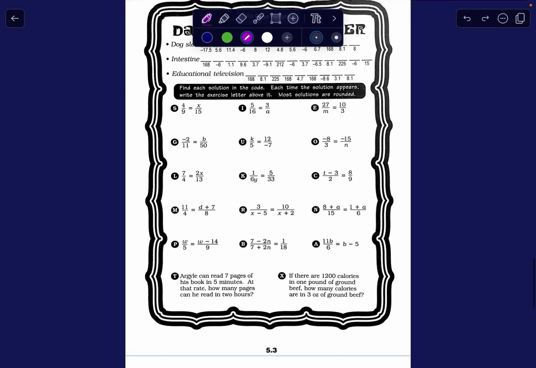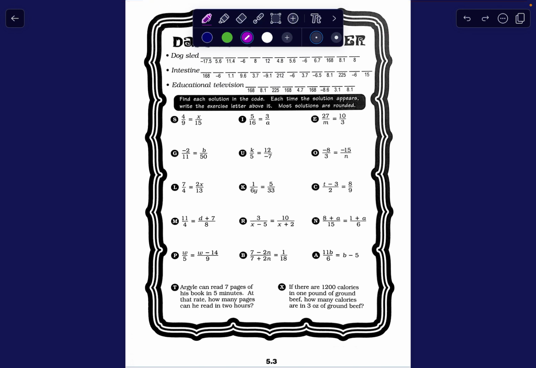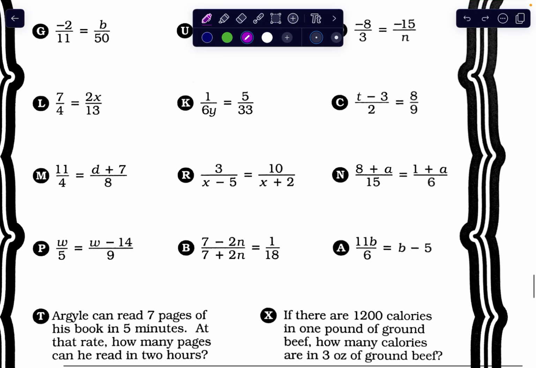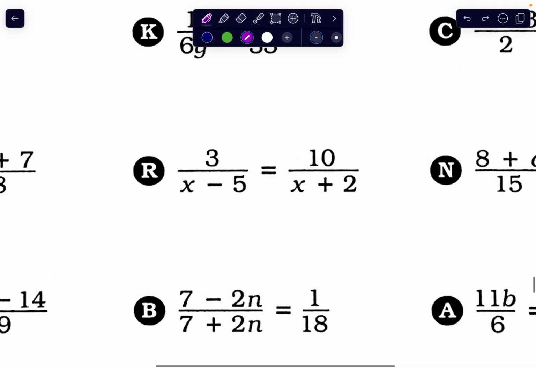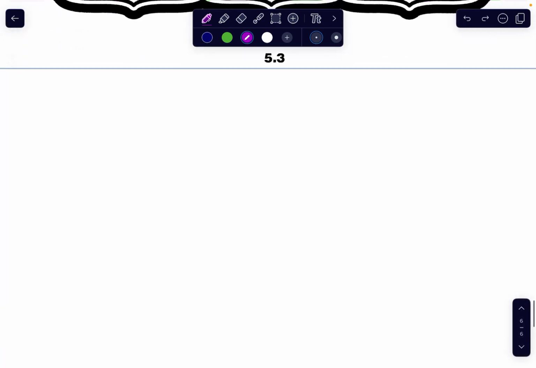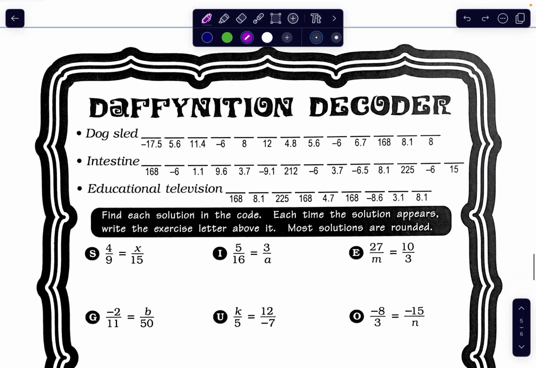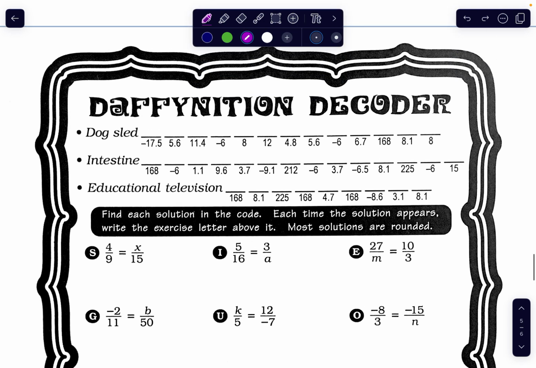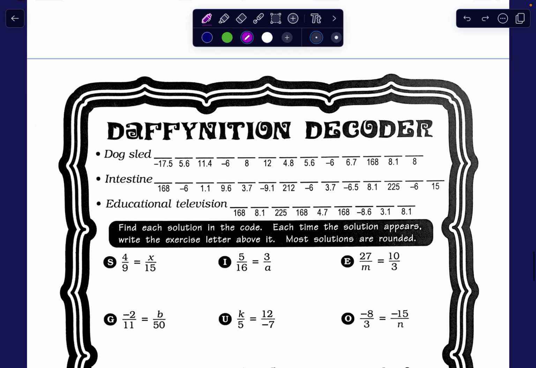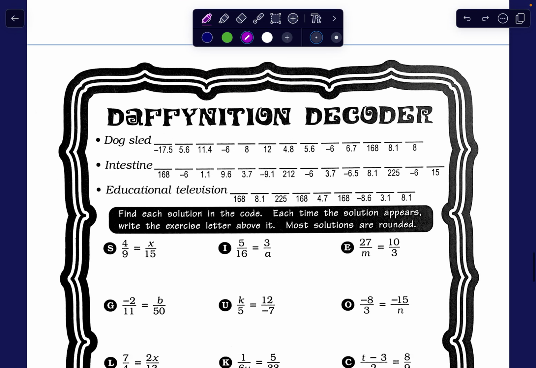So read the directions very carefully. You guys know what to do. Show your work somewhere where you can fit it in, okay? This is probably not enough room for you to accurately show your work and keep track of everything. So copy them down to this page, solve them, and then write your answers up here, and then use your answers to decode these definitions.